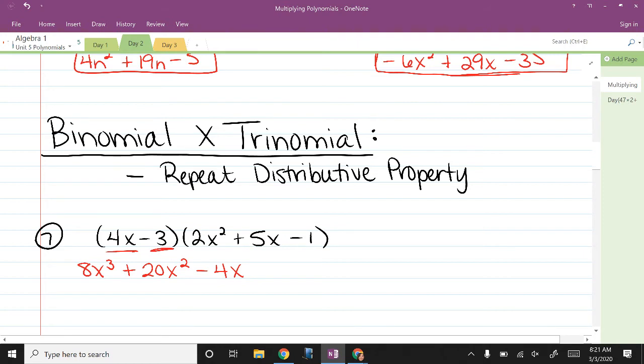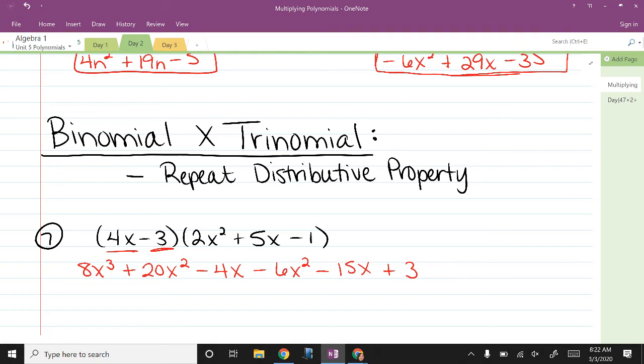All right? So what is negative 3 times 2x squared? Good. And what's negative 3 times 5x? Negative 15x. And what's negative 3 times negative 1? Positive 3. So we've got to be very careful when we multiply, because even if we miss a sign, we're going to get it wrong, right? So be careful. So now it looks just like what we did yesterday.